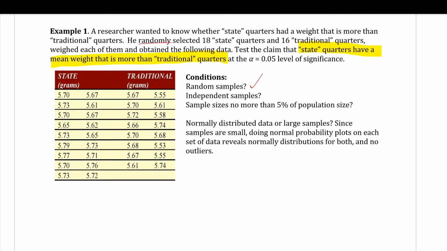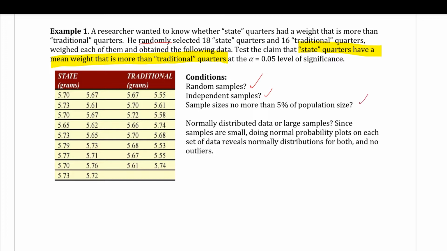Well, the fact that we chose state quarters and traditional quarters, there's no indication in the problem that they're dependent on each other, right? So I would definitely say that they're independent. Just a little bit of intuition can tell you that, right? Sample sizes are no more than 5% of the population size. Again, some intuition will also tell you that 18 quarters is not anywhere near 5% of all quarters that exist out there, right?